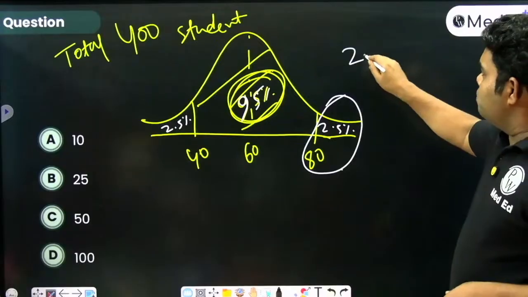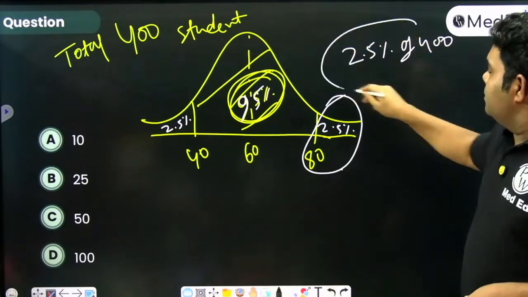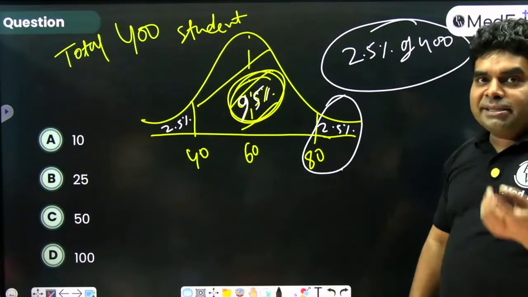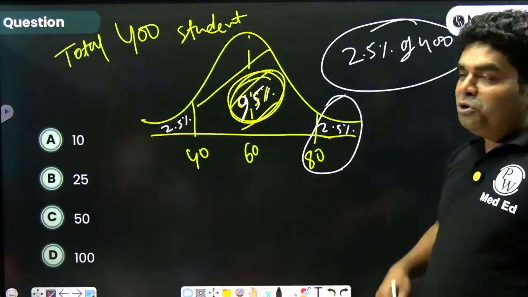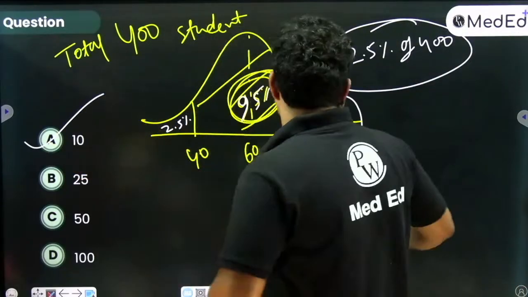And what is 2.5% of 400? 400 का 2.5% कितना होगा? 1% of 400 is 4. 2% of 400 is 8. And 2.5% of 400 is 10. So the answer is 10. You can do it yourself.